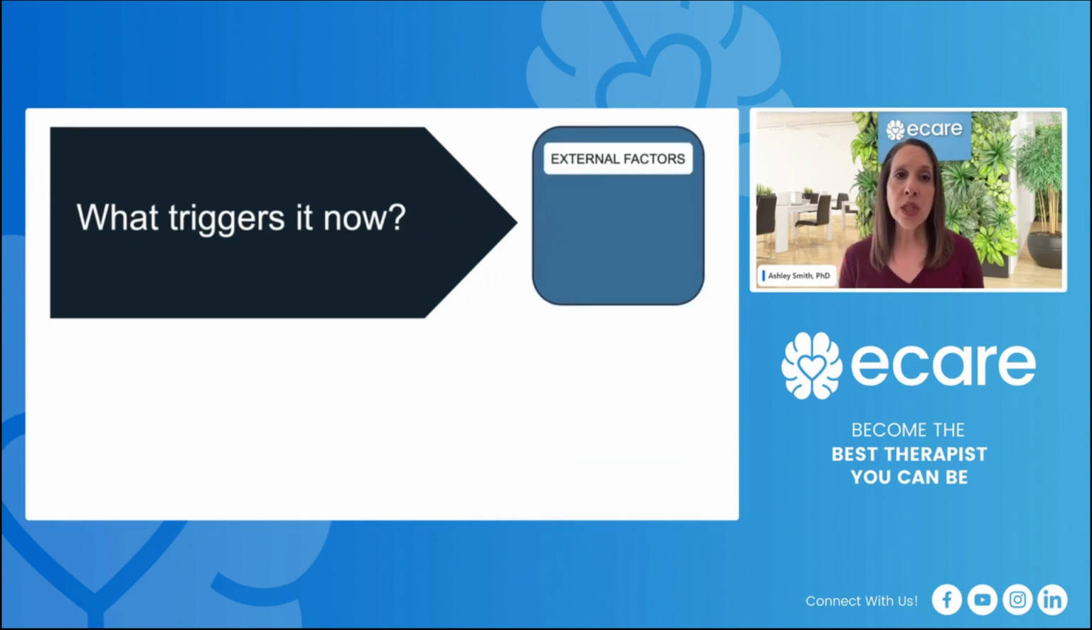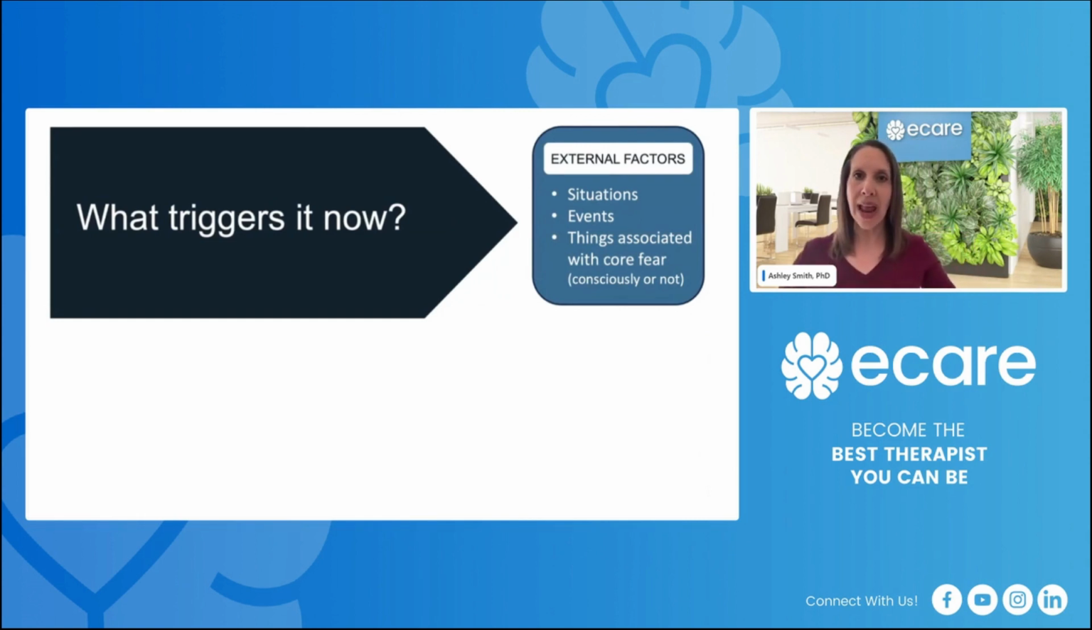And when it comes to looking at the triggers, this is important because this starts to help us identify treatment targets. So I do want to get a good lay of the land here. So I want to look at external triggers. These mean things that happen outside of my client or my person, right? So what kinds of situations trigger their panic?